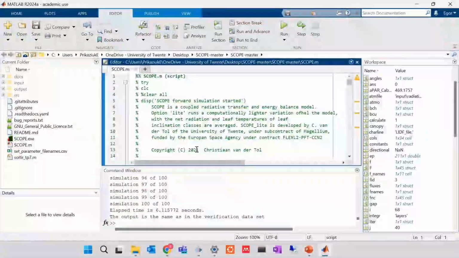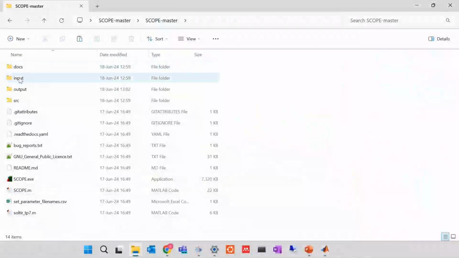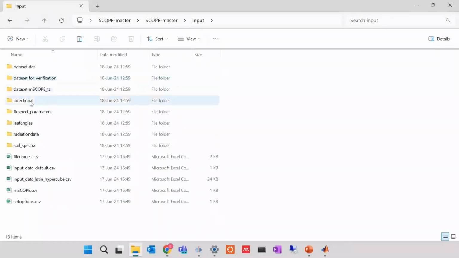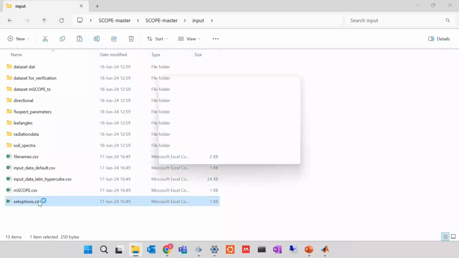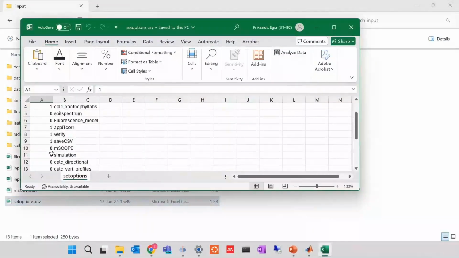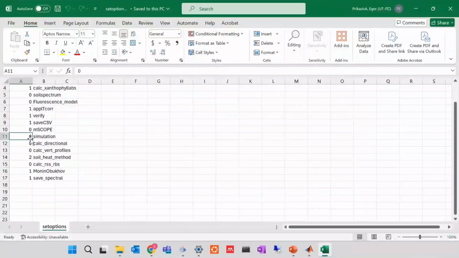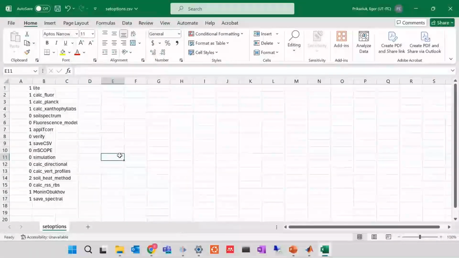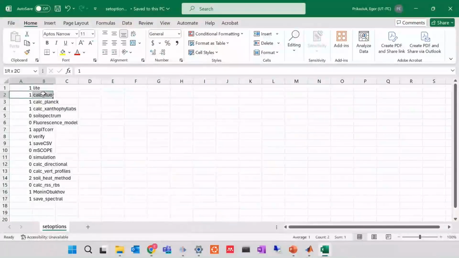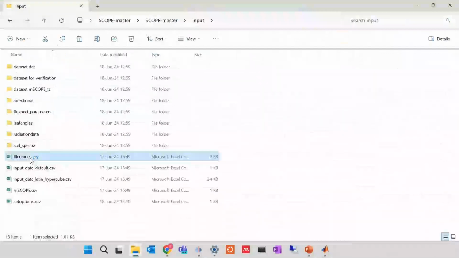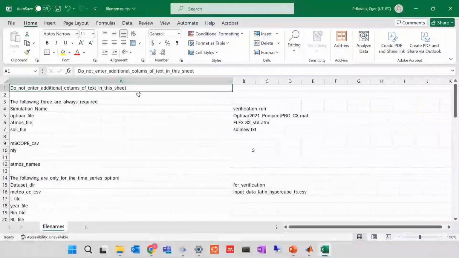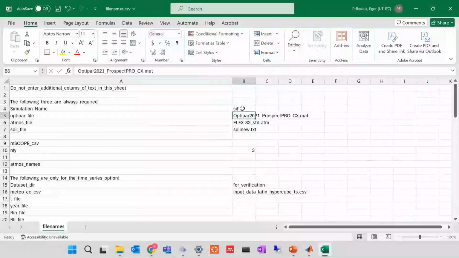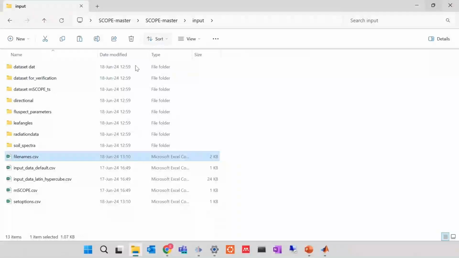Now, let's go to the SCOPE model and run it. As always, we'll conduct individual runs. So in the input folder, we will have to say in set options that we want individual runs, simulation 0, and that we do not want to verify anymore. So we set verify to 0. As you see, by default, calculate fluorescence, the option we discussed today, is on. Traditionally, optionally change the simulation name, which I'll just call SIF. In the file names file, save it and close it.